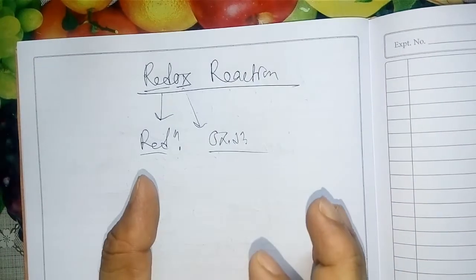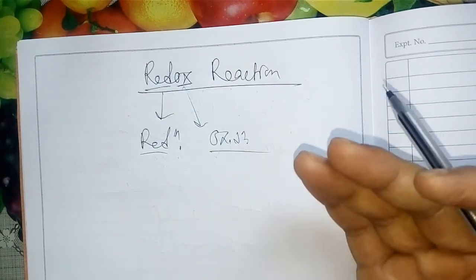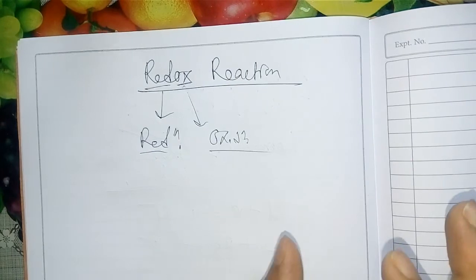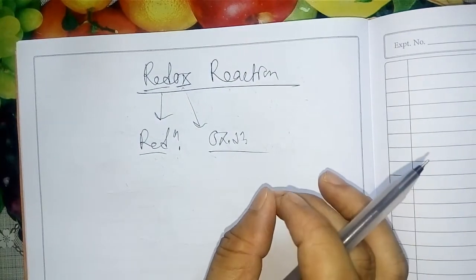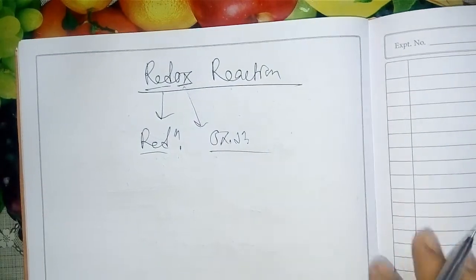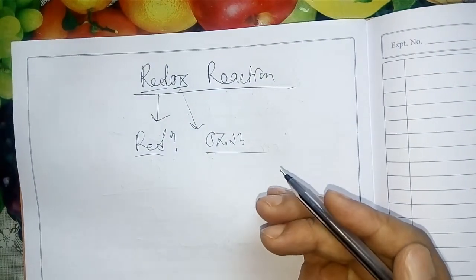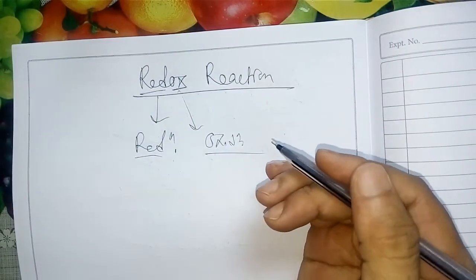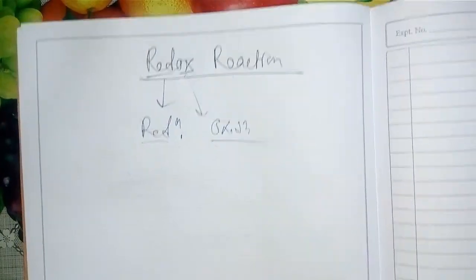This is the oxidation and reduction definition. All of you have to know. In the previous video I already discussed it. Oxidation means what? Oxidation is loss of electrons by any species, and reduction is gain of electrons by any species.